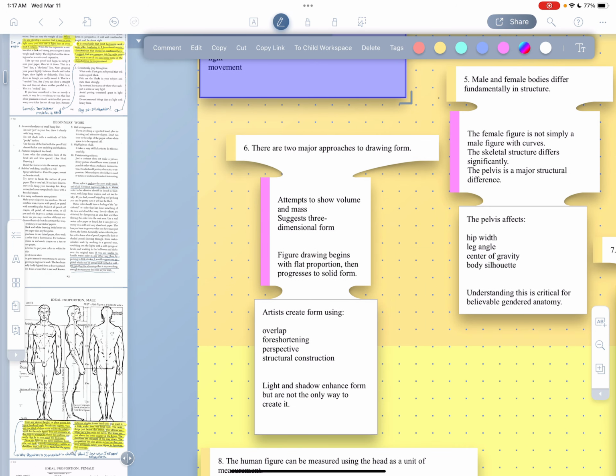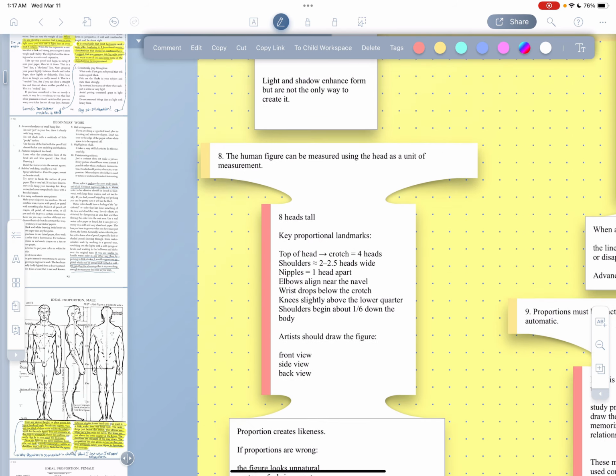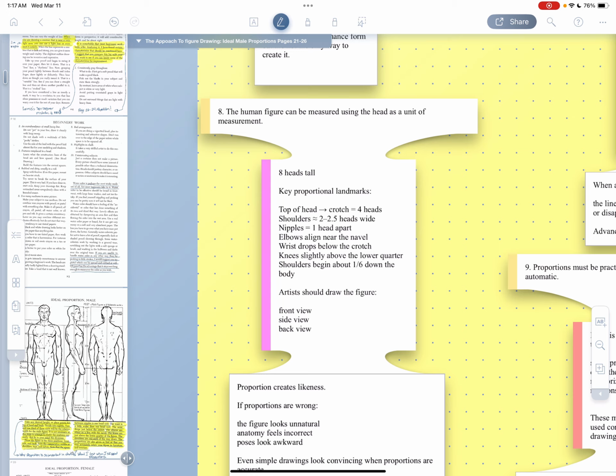There are two major approaches to drawing form. Key concept: attempt to show volume and mass suggests three dimensions. Figure drawing begins with flat proportions, then progresses to solid. No, I put that. It's supposed to be pink.